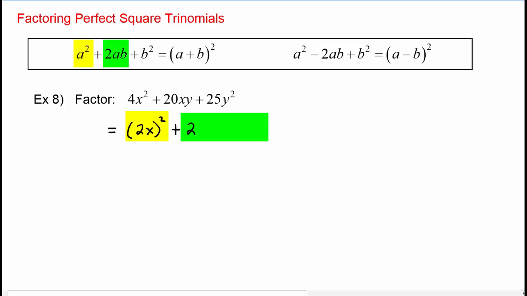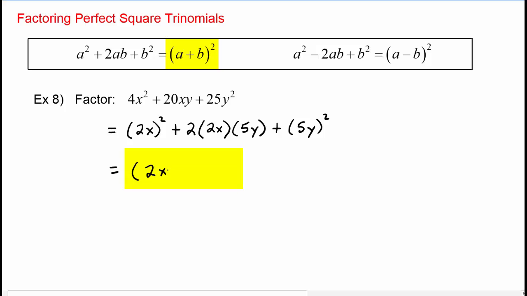then we would need 2 times, now we've already said our first term is 2x, so that has to be 2x here, and then that means our second term would have to be 5y, so that 2 times 2x times 5y equals 20xy. Then the third term is quantity 5y squared, and then we can see we can write this as quantity 2x plus 5y squared.